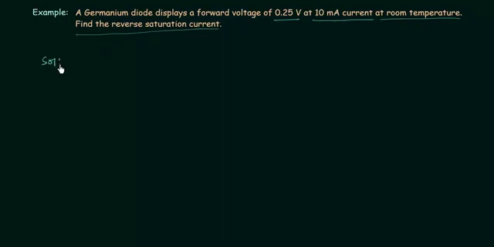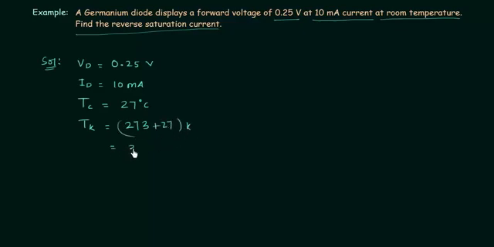So we have Vd, the voltage across the diode, and it is equal to 0.25 volts, and we have diode current Id, and it is equal to 10 milliampere, and all these values are given at room temperature. So temperature is equal to 27 degrees Celsius. Now we will convert it to Kelvin. So temperature in Kelvin is equal to 273 plus 27, and it is equal to 300 Kelvin. So this is the value of Tk.